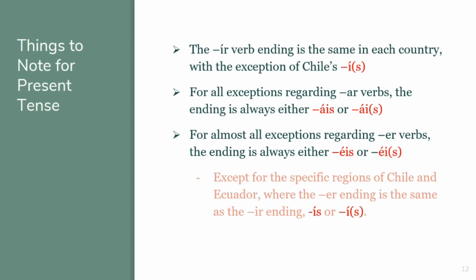After all, the S can or cannot happen, so if you just say ais or eis, or even is, in all these countries, it will be correct. The only exception to that rule is that of Ecuador and Chile. So the ER endings there, remember, is the same as the IR verb. So there you have to say is.